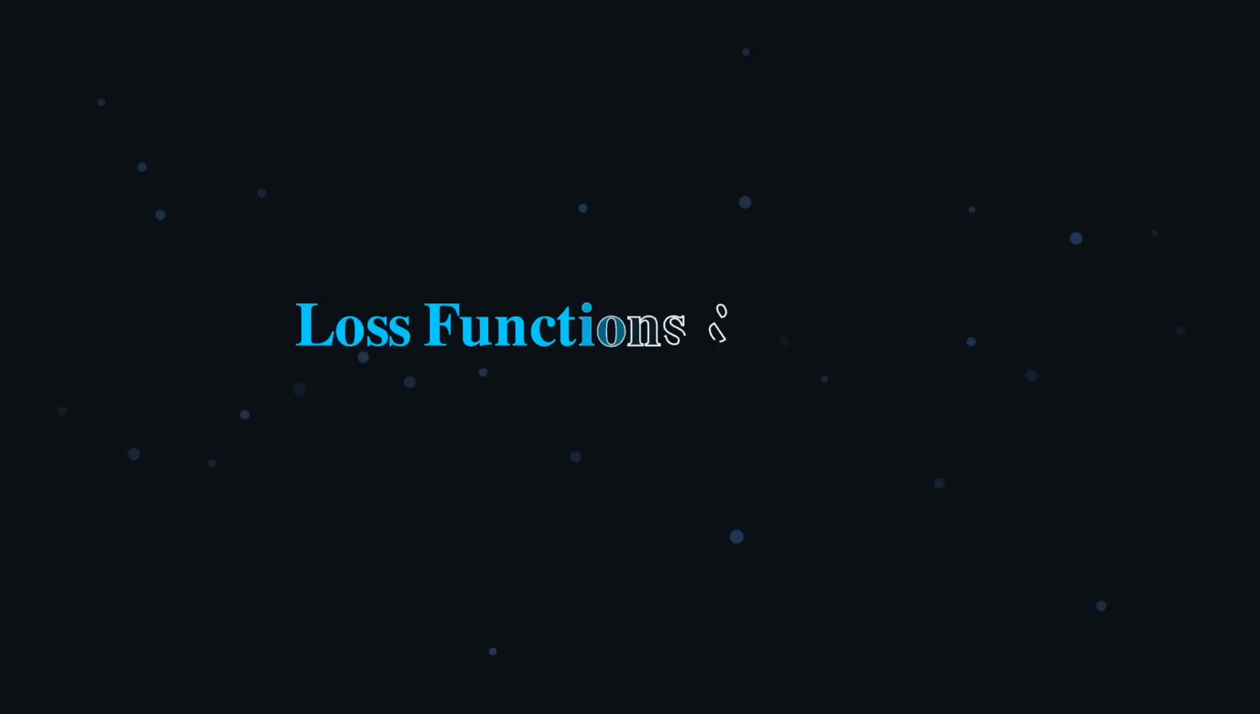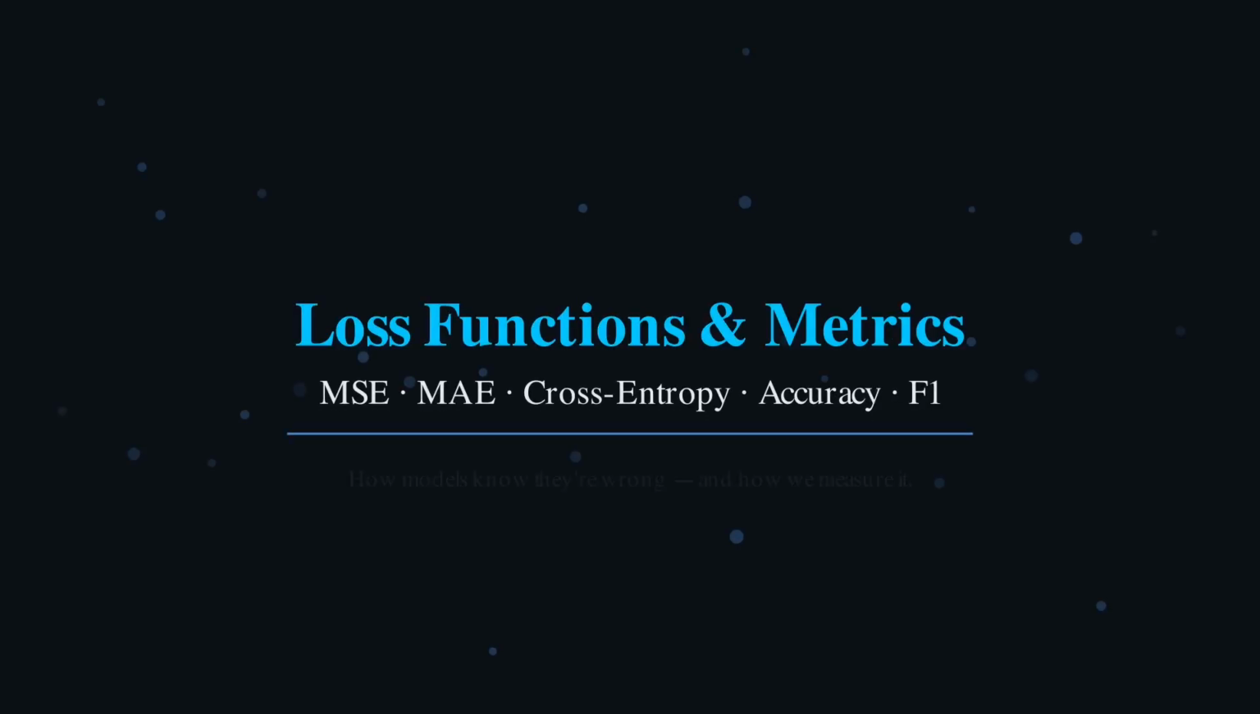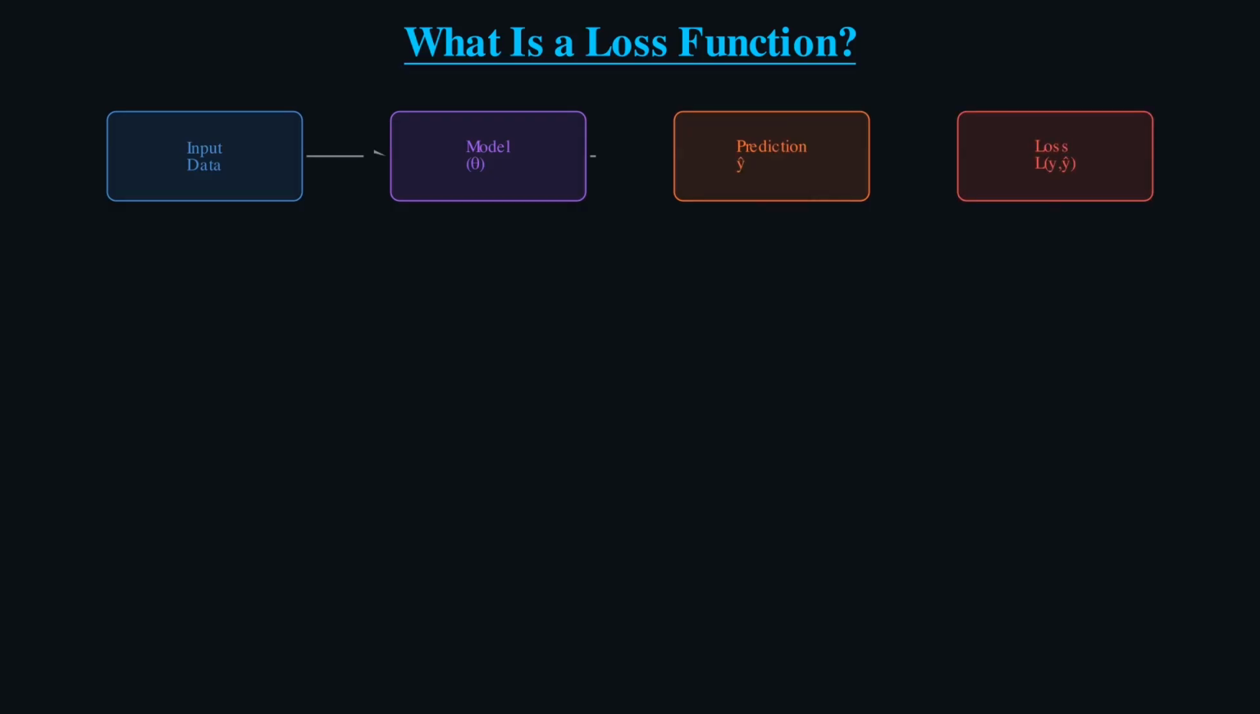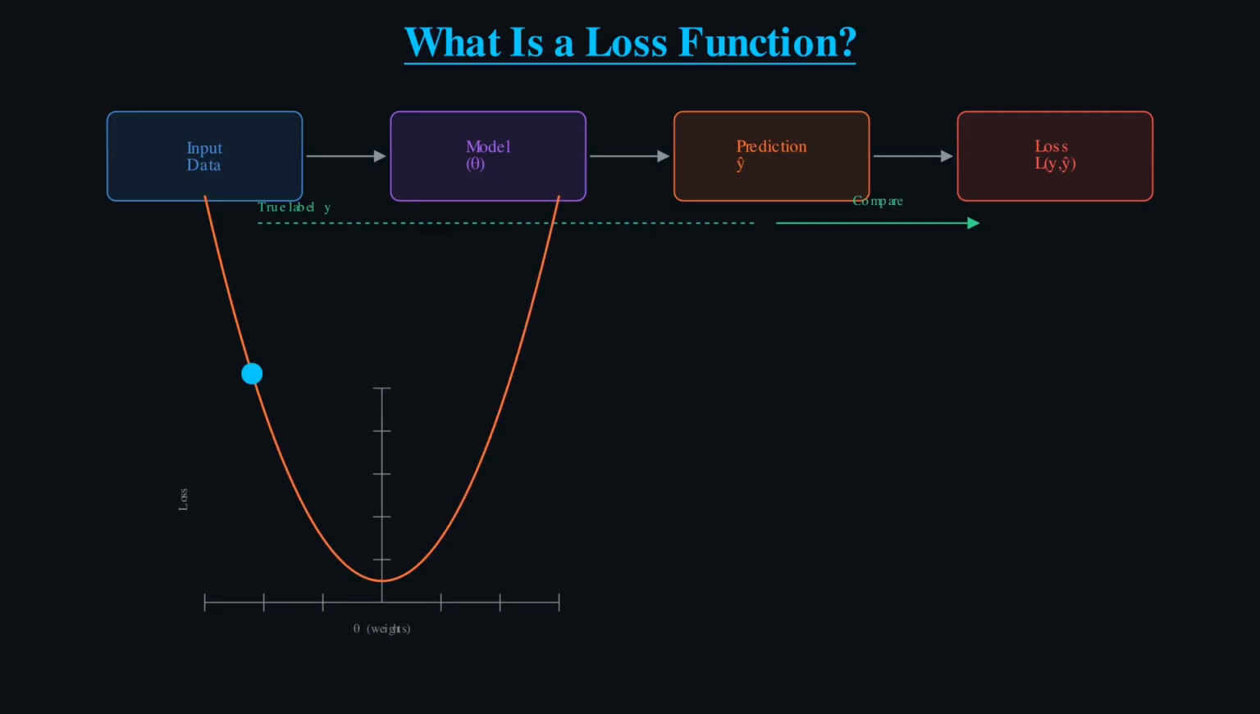Ever wondered how machine learning models know they're wrong and how we measure that? Today, we're breaking down loss functions and metrics, the compass that guides every AI model toward better predictions. At its core, a loss function quantifies the gap between what a model predicts and what actually happened. This error signal flows backward through the network, driving gradient descent to adjust weights and minimize future mistakes. Without it, models would have no direction.